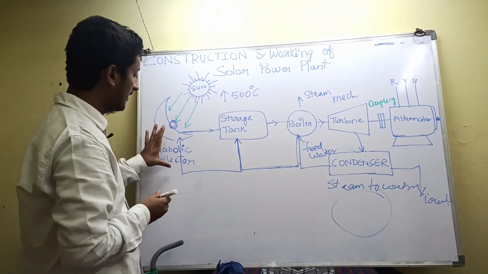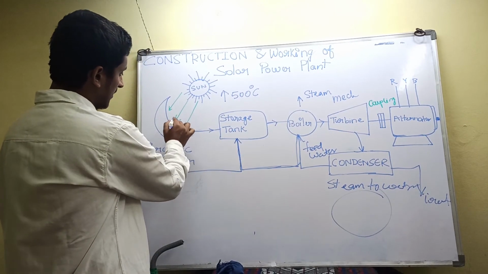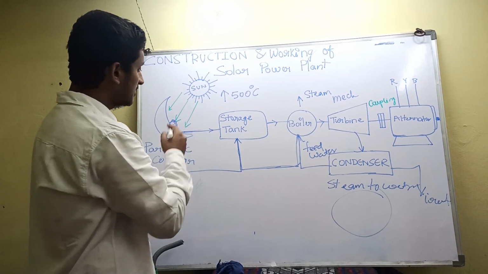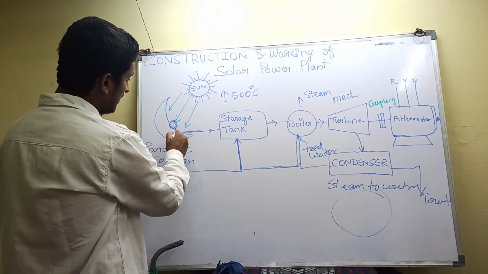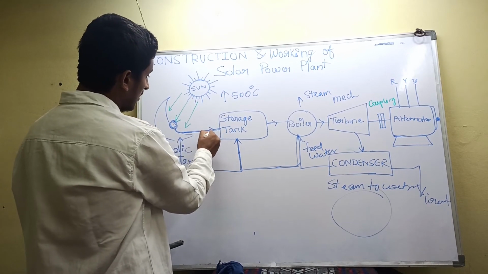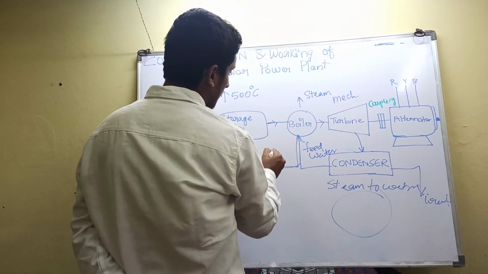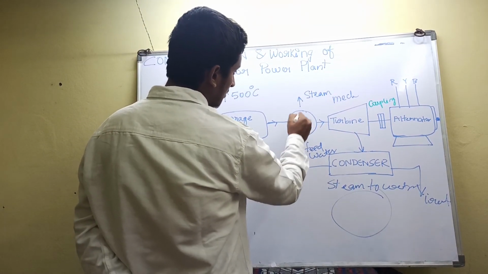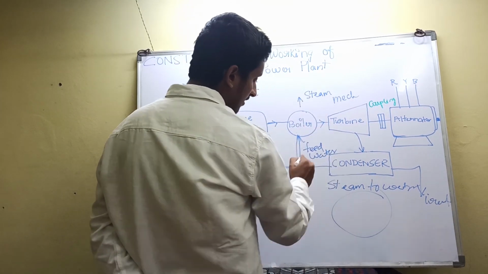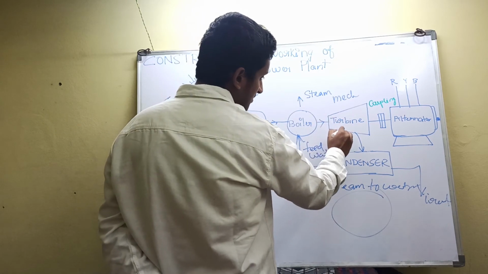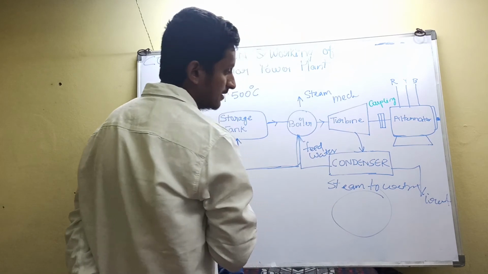That means in the parabolic collector, you have a cylinder, right? Again this water is fed back to the parabolic collector. So the chain will be like this: from the parabolic collector, the water is heated and sent to the storage tank. The liquid present there goes to the boiler. The boiler converts water to steam. The steam goes onto the turbine. The turbine generates mechanical energy. That mechanical energy is further converted to electrical energy.